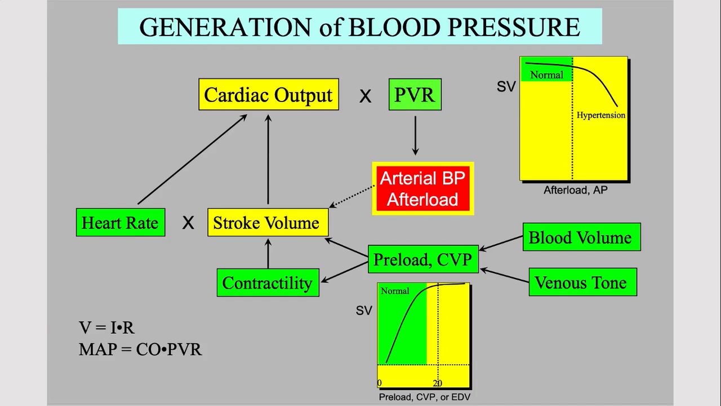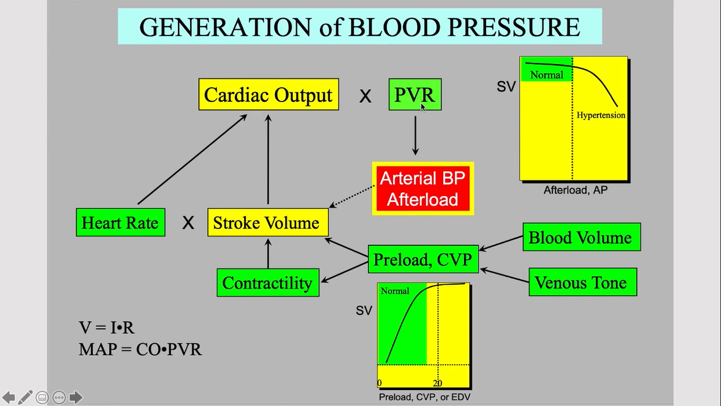So this is a diagram that kind of shows all of this put together in the generation of blood pressure. So we know cardiac output, and this looks like Ohm's law here. The total blood pressure is going to be proportional to the cardiac output times the resistance of that output.